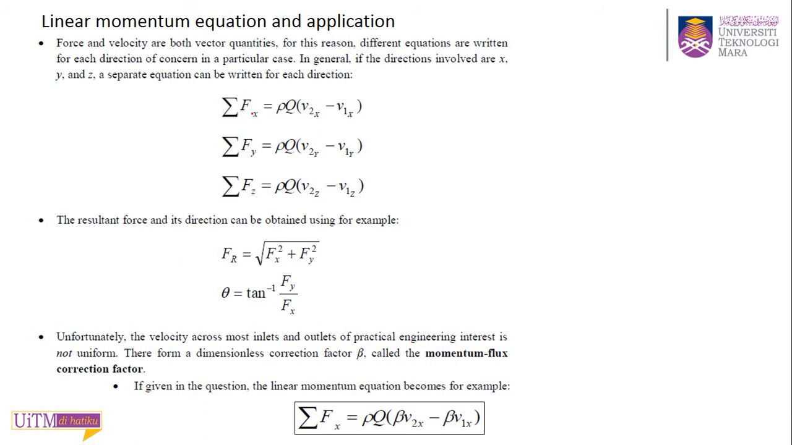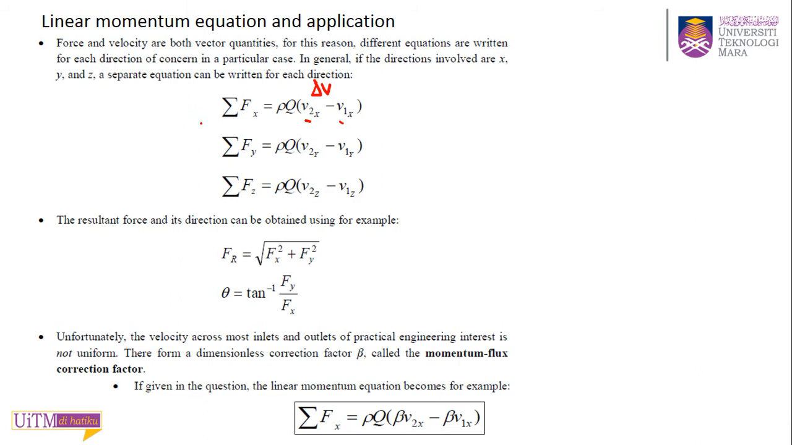Okay, in x direction, rho q, the velocity v. Why do we have v2 and v1? Because the original equation is delta v. So the change in velocity, that's why you have v2x minus v1x. Similarly for y and z, v2y minus v1y. So you have to write the equation in all directions, depending on the case.